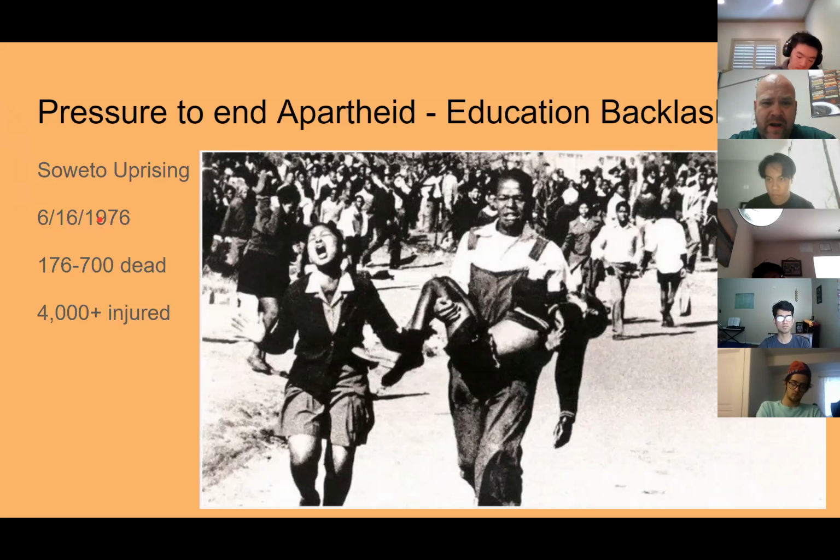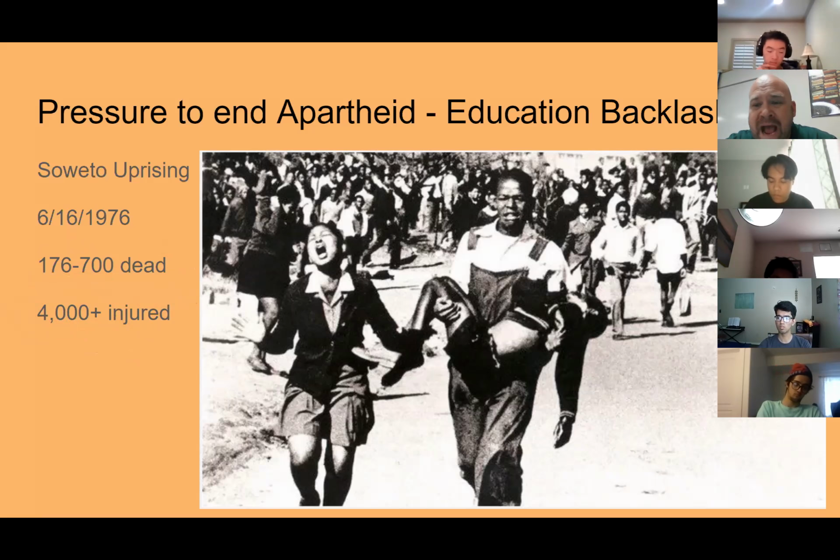1976, Biko is dead already at this point. And they open fire on the crowd. The official number that they say in South Africa is that 176 died. The actual number is a lot closer to 700. If you look at the pictures, you can just count bodies. It's more than 176 bodies. Okay. Somewhere around 700 died, and somewhere around 4,000 get injured. But again, this number could easily be 6,000 or 7,000. We don't know.